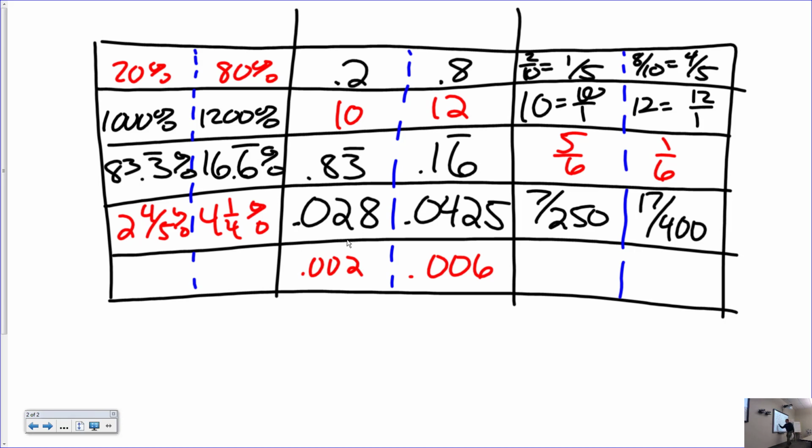Alright, so then the last one, you either had 0.2% or 0.6%. Again, you move the decimal to the right. You had to make sure I saw the decimal point and the percent sign right here. And then these, 1/500th or 3/500ths, depending on which one you had.